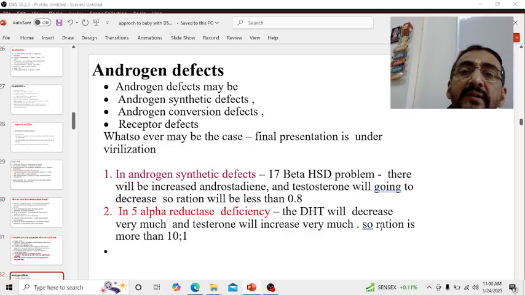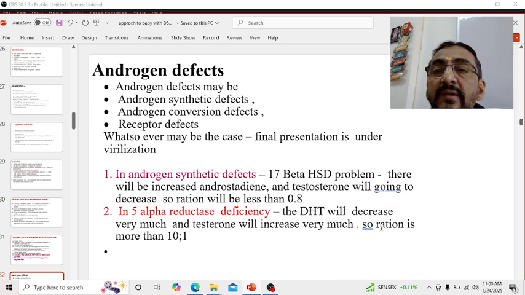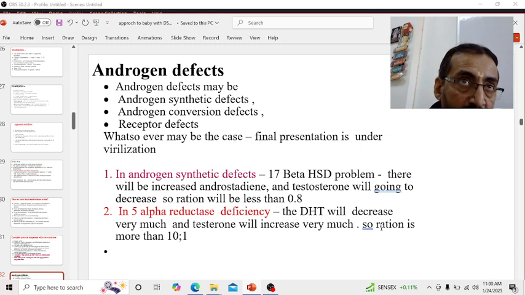In the next class, we will look into another very important thing, that is androgen defect. So far, we have not talked about androgen defect. We are only talking about testosterone, dihydrotestosterone, etc. Now we will talk about androgen defects, which open a new chapter in this DSD.